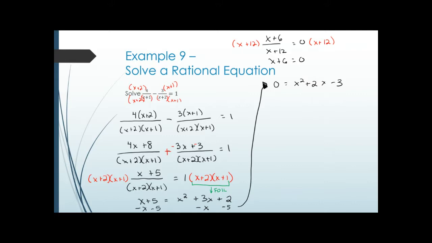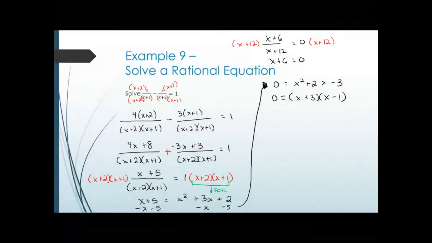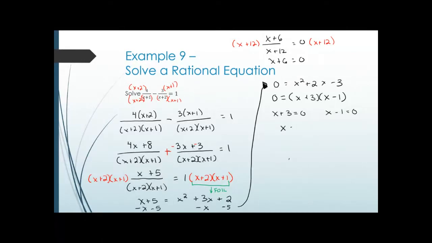Okay, now we can factor this. So this factors to x plus 3 times x minus 1. 3 times negative 1 gives us our negative 3, and 3 minus 1 gives us our 2. Now we're going to solve each factor, setting them equal to 0. So I have x plus 3 equals 0 and x minus 1 equals 0, and then I solve. So x is equal to negative 3 and x is equal to 1.